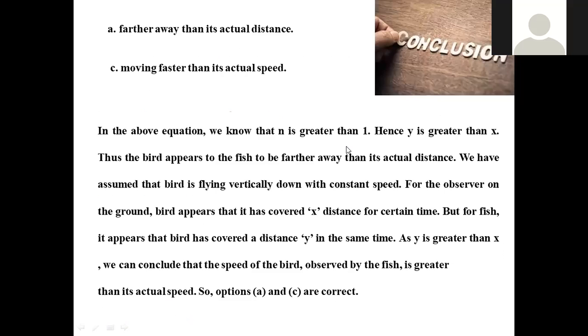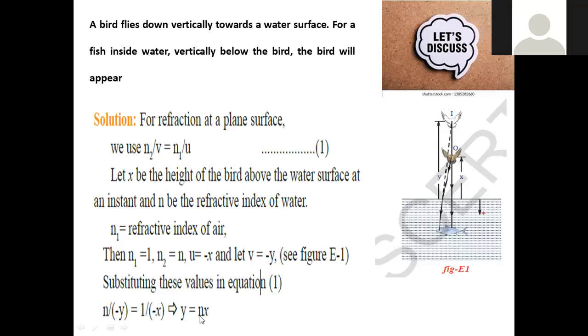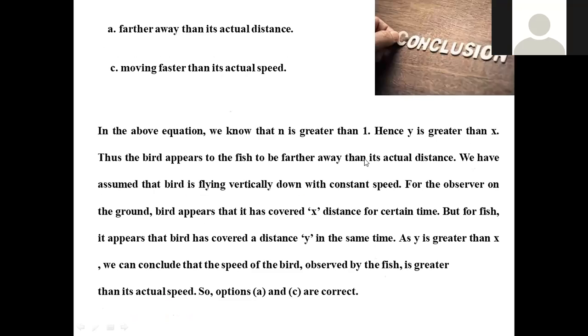So if it is more than 1, what happens? Always y is greater than x. For example, you are taking 2 into x, that means y is 2 folds higher than x, because we are multiplying, right? So that n value will always be greater than 1 only. So here always the y value, that means the image, appears at a longer distance and faster in nature. Thus, the bird appears farther away when compared to the actual distance.